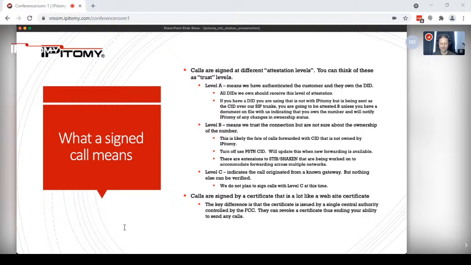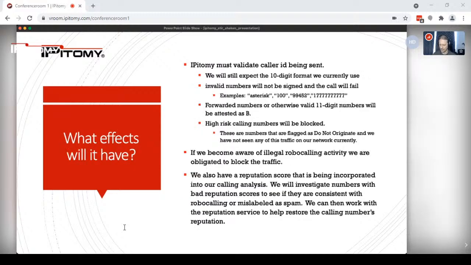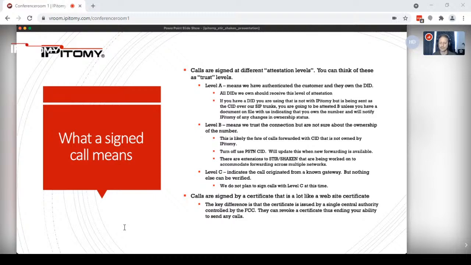And one way to look at that here is that all calls, when we sign them, have to be signed by a valid certificate, and we have to attest to what level we trust the traffic at, right? They have three different levels. They have level A, which means that we have authenticated the customer and that they own the DID.